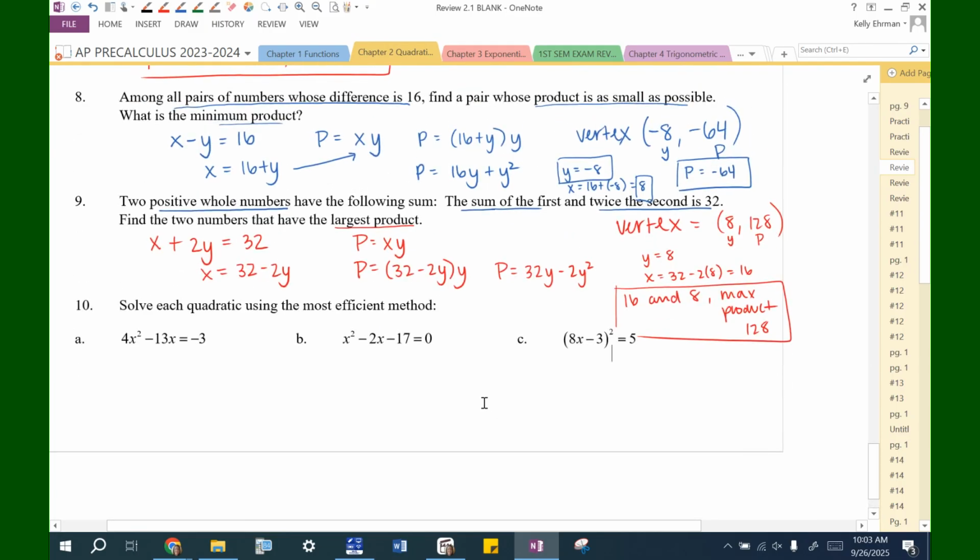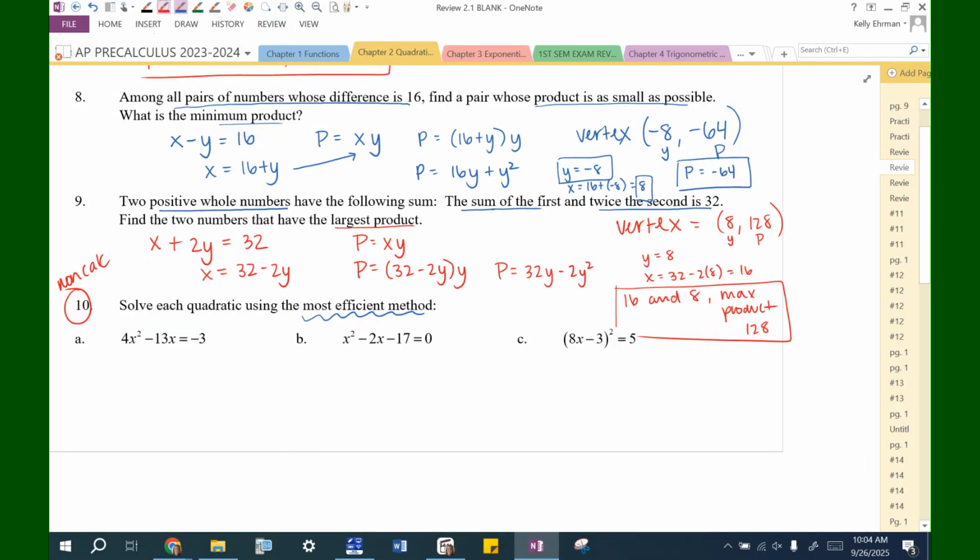Now this is on the calculator part, but it would be non-calc. So I will go through these just in case I didn't in my other video. Solve each quadratic equation using the most efficient method. So remember, quadratic formula works for everything, except sometimes it takes longer to do it. So I always try factoring first. If something doesn't factor, I use quadratic formula. If something can be solved with square root method, then I do that.